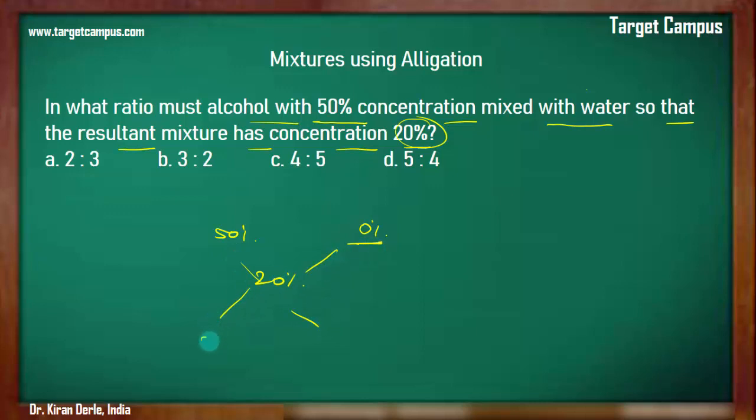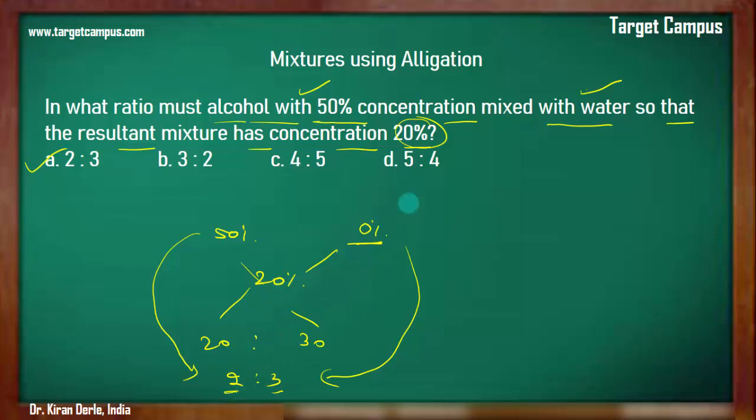The cross difference is 20, and the other is 30. What should be the ratio? It is 2 is to 3. This was the alcohol part and this was the water part, so 2 parts of alcohol to 3 parts of water. So alcohol should be mixed with water in the ratio 2 is to 3 to get 20% resultant concentration. I hope this is also clear.